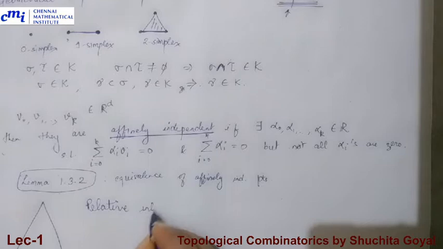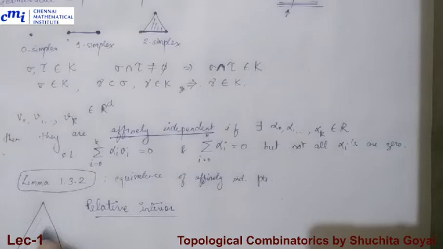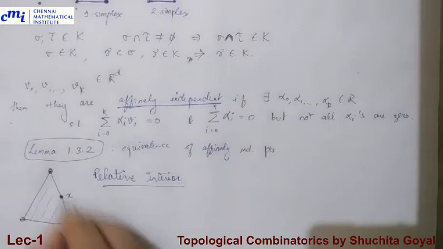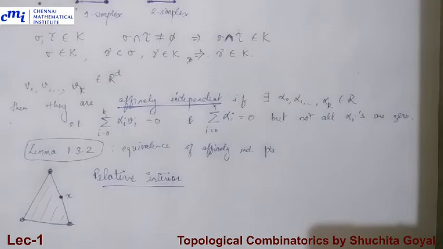I was, let's say, working in this two simplex, and I choose a point on this. Oops, this is not. So if this is a point, let's say x, then if you take the convex hull of these points.